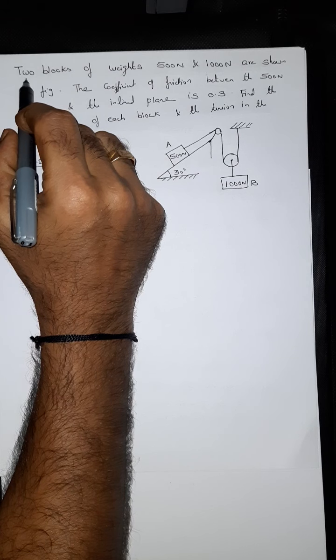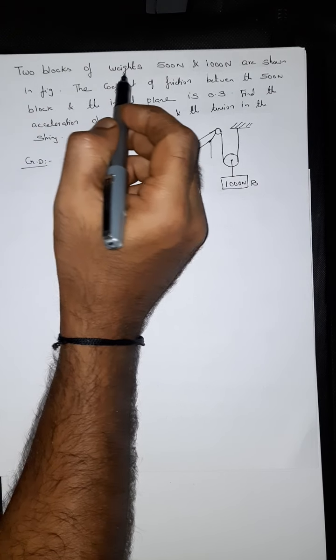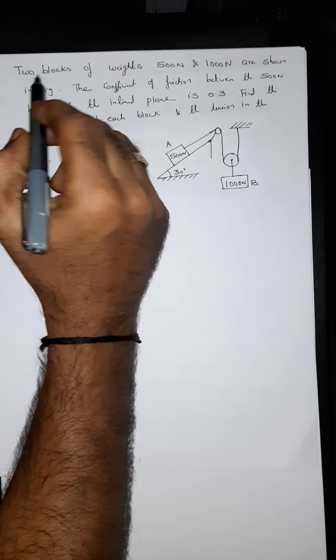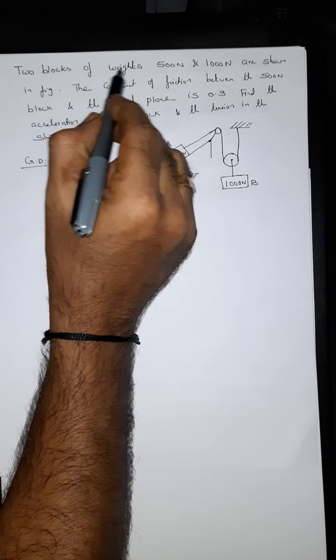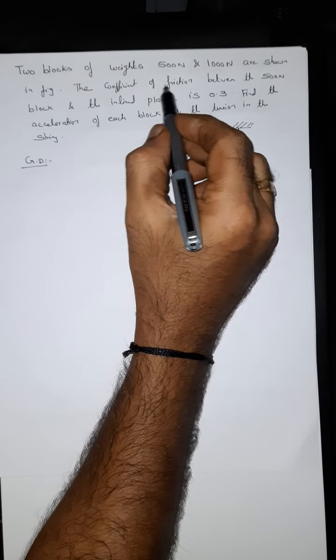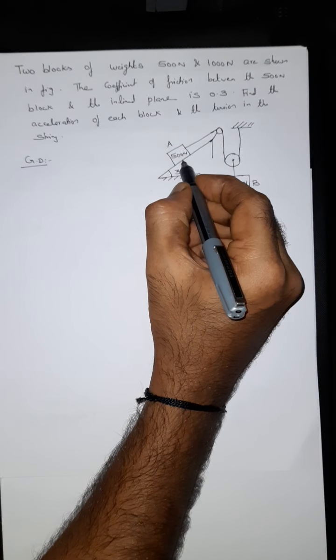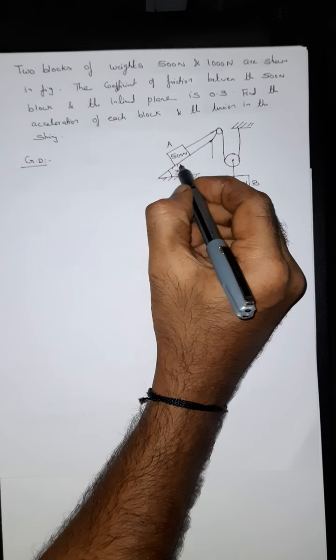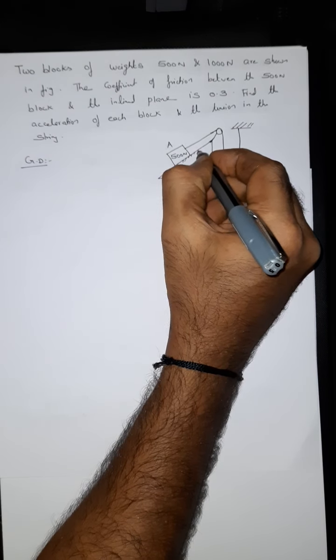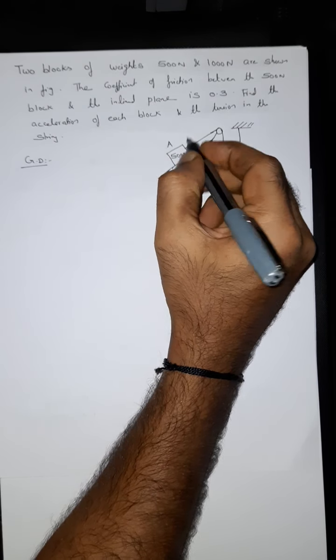Let me read out the question first to extract the given data or inputs. Two blocks of weights 500 Newton and 1000 Newton are shown in figure. The coefficient of friction between the 500 N block and the inclined plane is 0.3. That means between this portion, that is the plane, and the block is 0.3. Find the acceleration of each block and tension in the string.